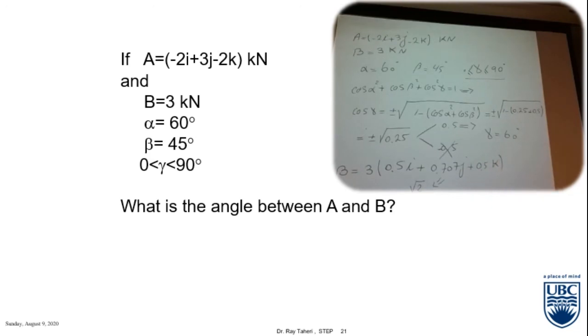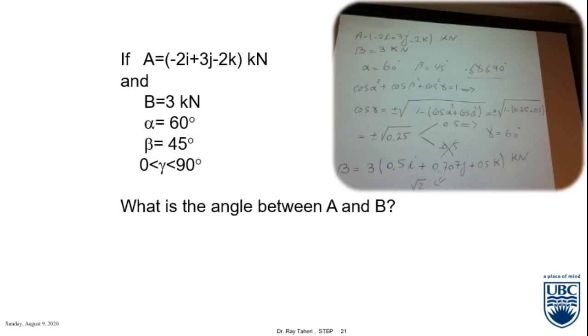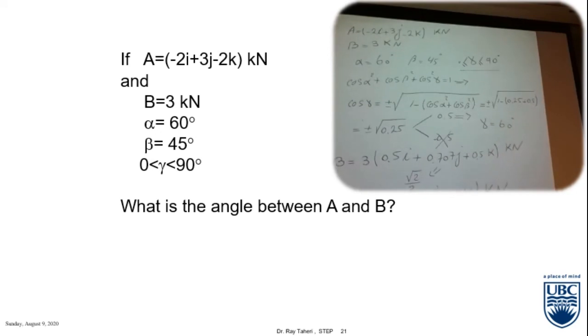And now you can simply write this one: b is equal to 1.5 i plus 2.121 j plus 1.5 k kilonewton. Now we have two vectors. Let's get back to the previous question.